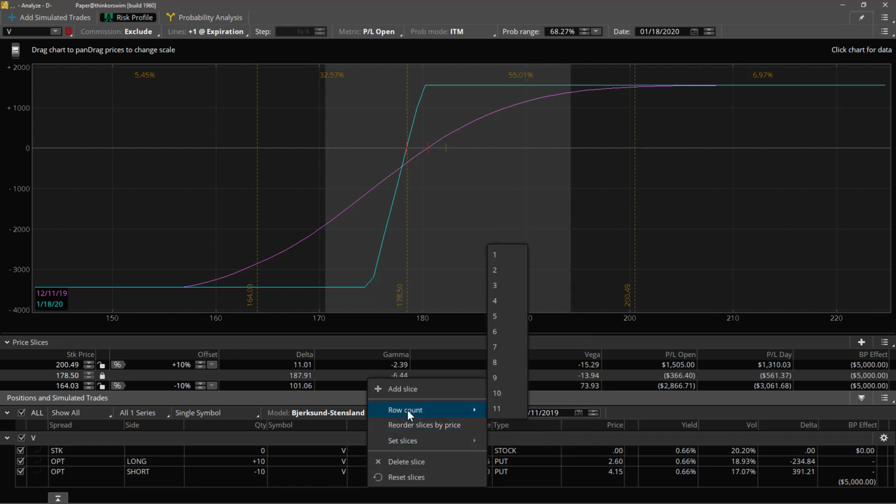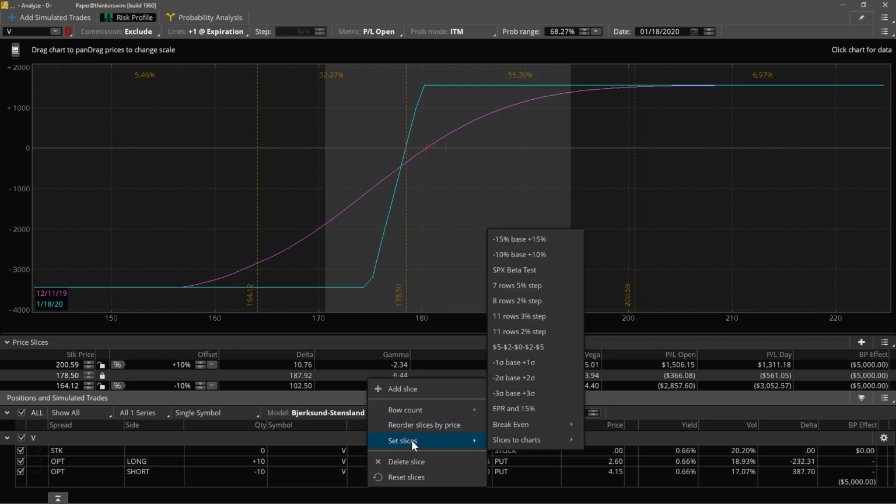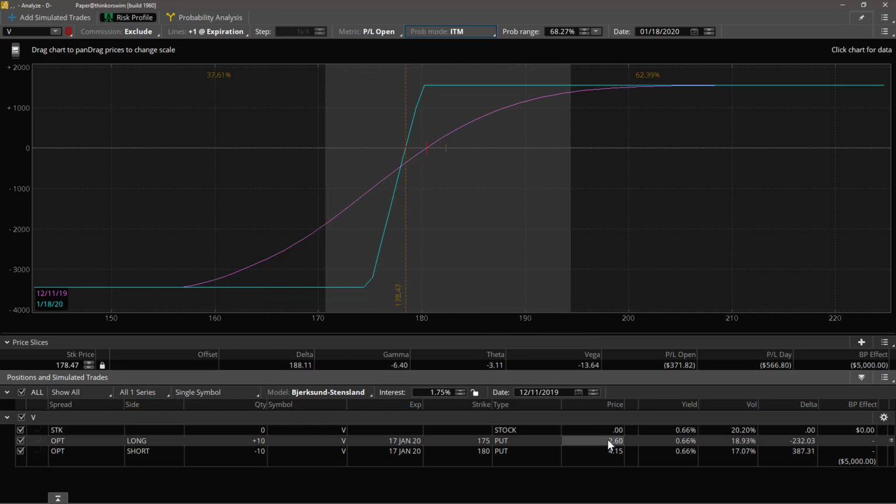I can set how many slices there are. But I like to come down here to set slices, break even, and then the expiration date. That puts the slice right on the break-even point at expiration. And this tells me there's a 62.4% chance that this trade will be in the money on January 18th. So it's better than even odds, which is a good thing.